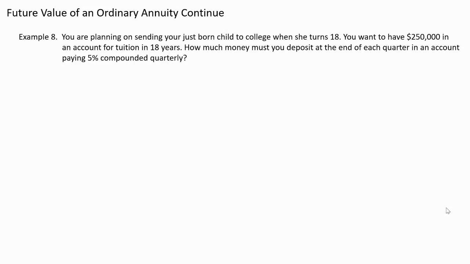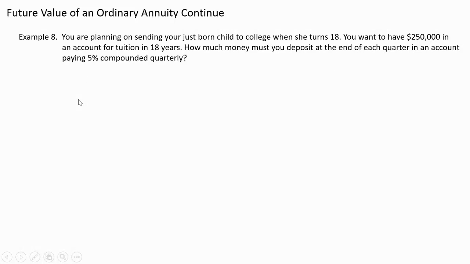So then more than likely, your kids are not going to qualify for financial aid, or maybe only partial financial aid. So that's why you have to start planning for the future for your kids to go to college. This is an example of how to obtain 250,000 in 18 years. So let's read the problem again.